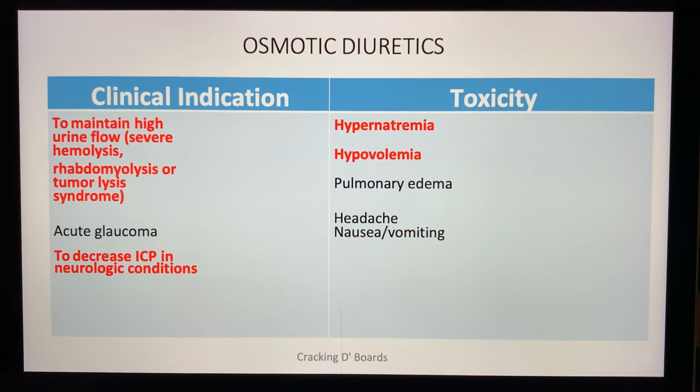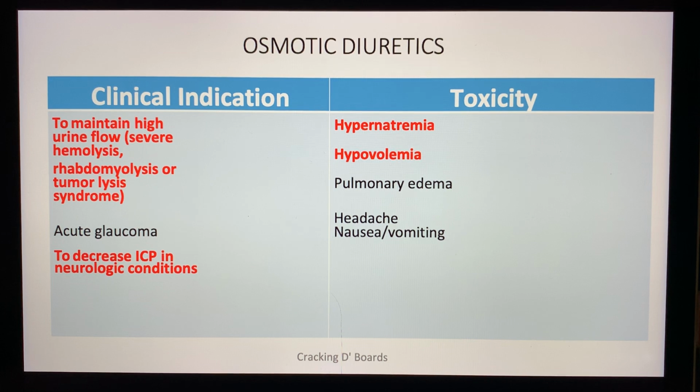This is the major indication for osmotic diuretics in our present-day practice, to decrease the intracranial pressure in neurologic conditions. Example, stroke, hemorrhages. But I would like to inform everyone, this is not yet part of our talk, but if you do have vasogenic edema in the brain, especially in brain tumors, then steroids like dexamethasone would be superior. Toxicity: osmotic diuretics can cause hypernatremia.